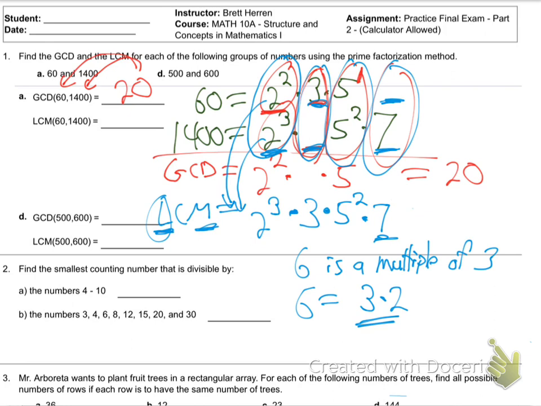All right, so multiply that out in your calculator. I'm not sure what that is. Let me use my calculator. So what I get here, a big number, 4,200. So 4,200 is the lowest number that 60 goes into evenly and 1,400 goes into evenly, the least common multiple of those two numbers.